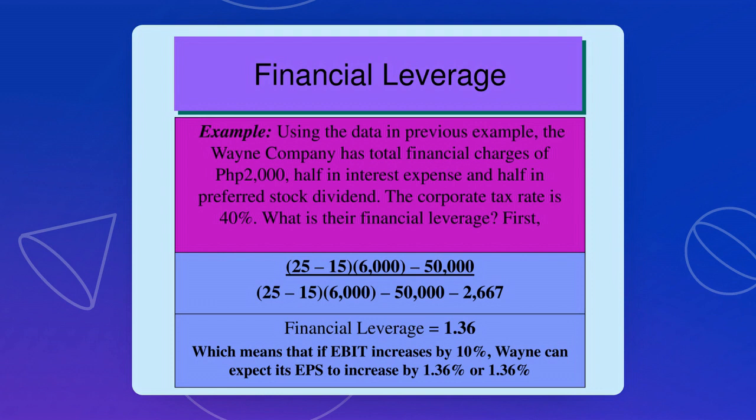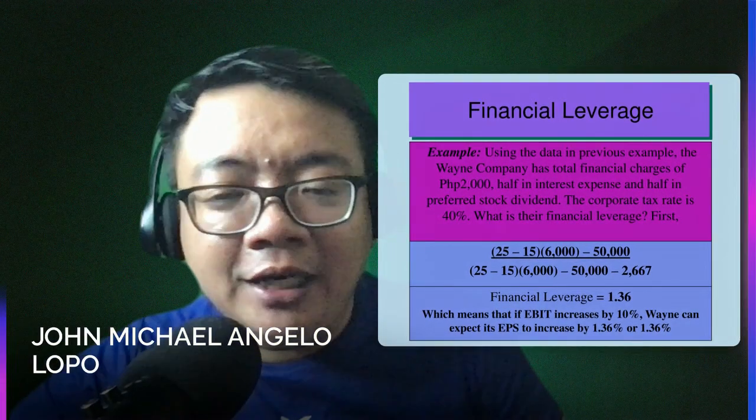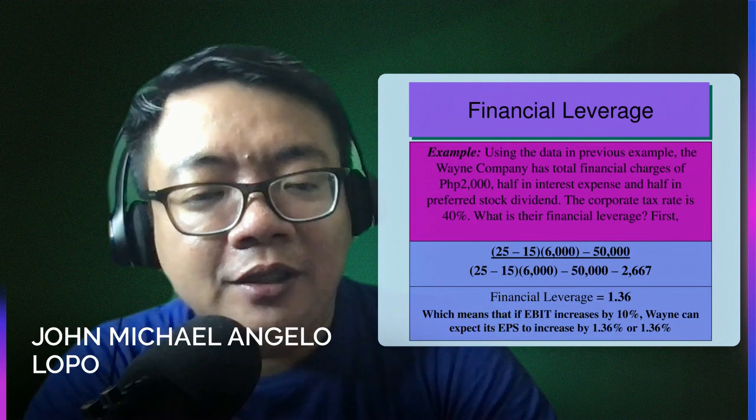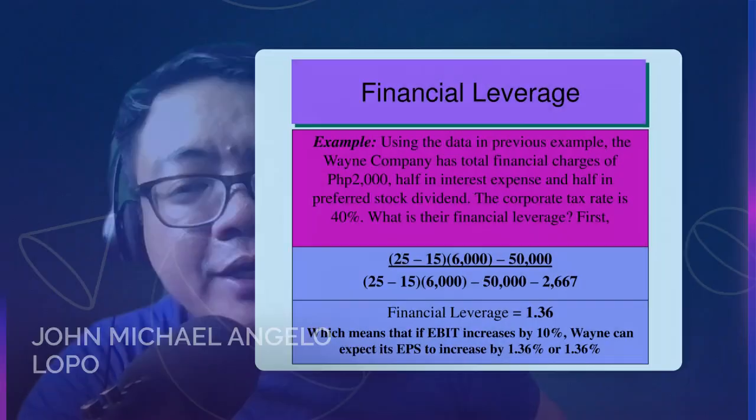What was the formula earlier? The formula in terms of your financial leverage is the percentage change in EPS divided by percentage change in EBIT. Which means that if the EBIT increases by 10%, Wayne can expect EPS to increase by 1.36 times. Hopefully, class, you understand the computation for your financial leverage.